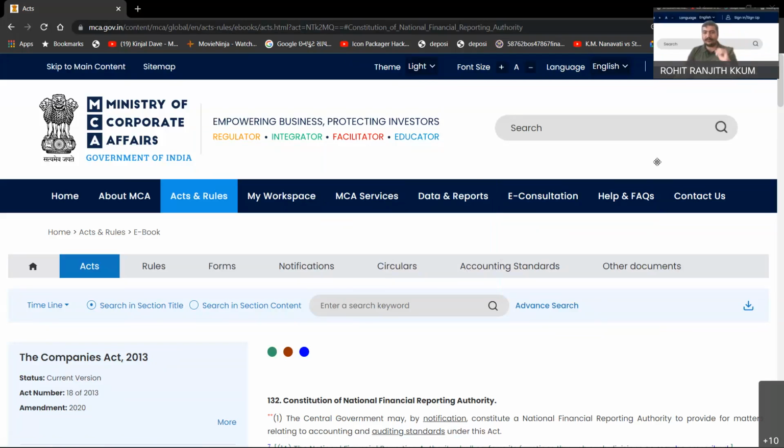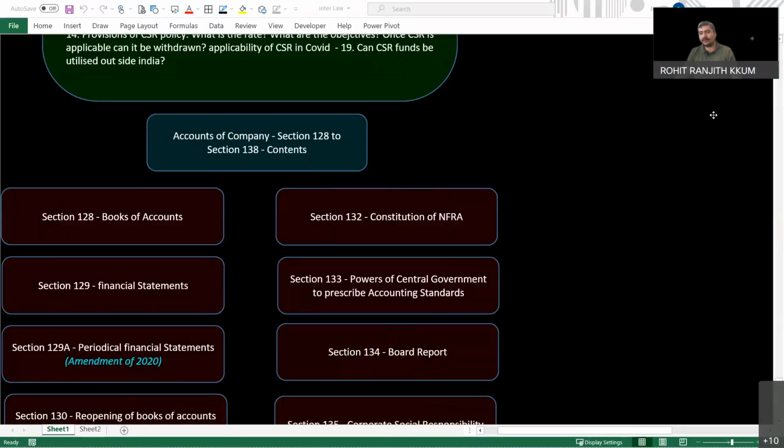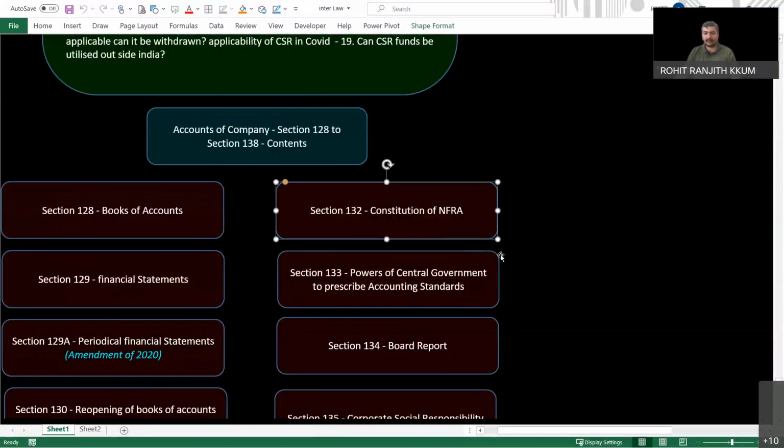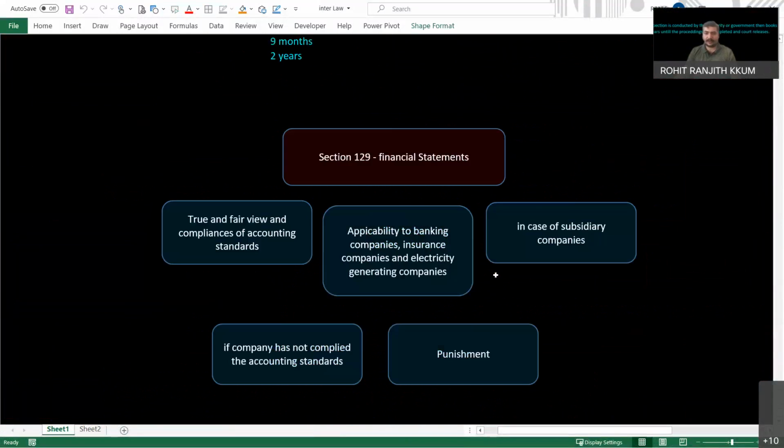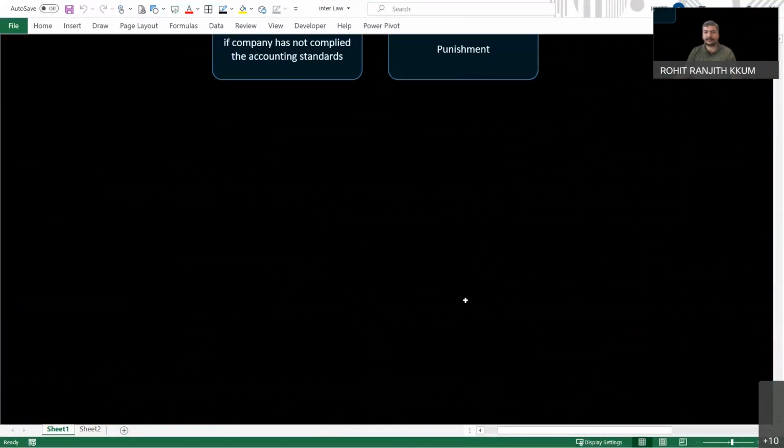All right, now technically the point is what we are going to learn. What we are going to learn under section 132. To write down, these all are the contents of section 132 NFRA. These all are the contents we're going to learn in that.